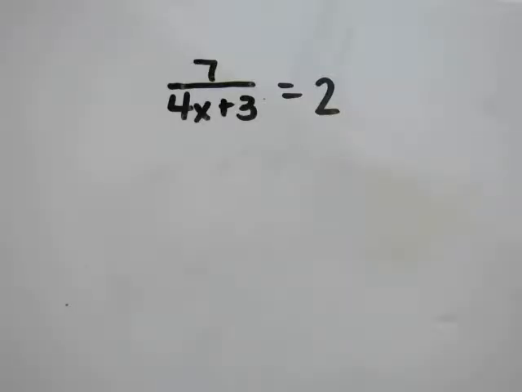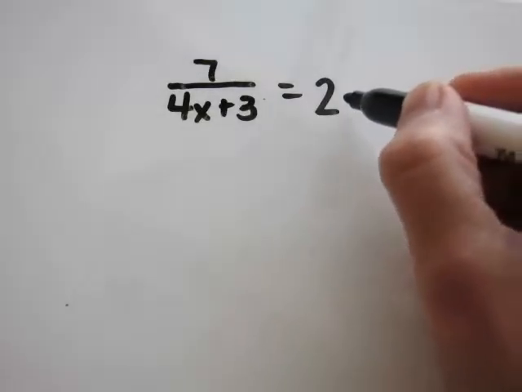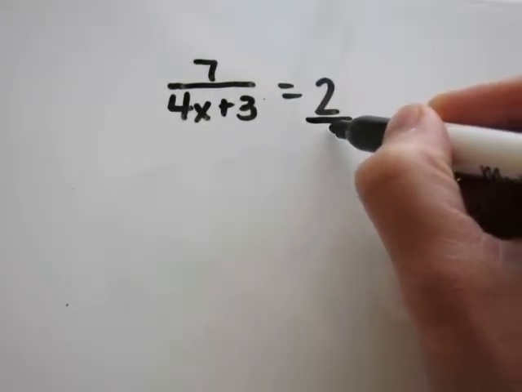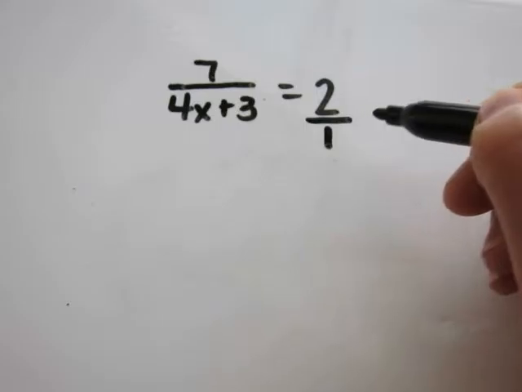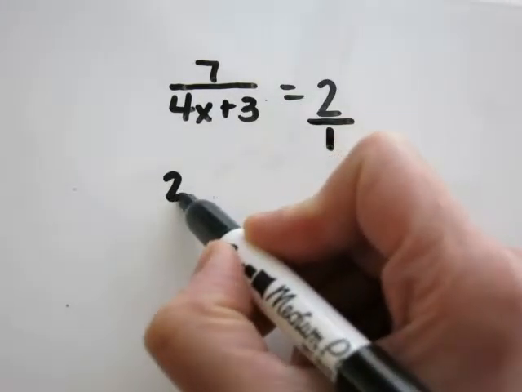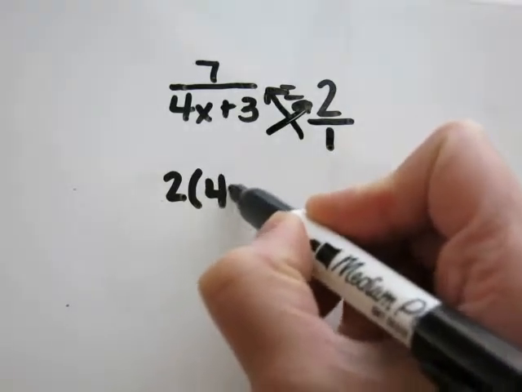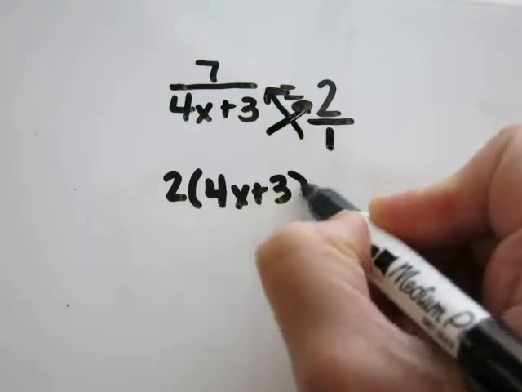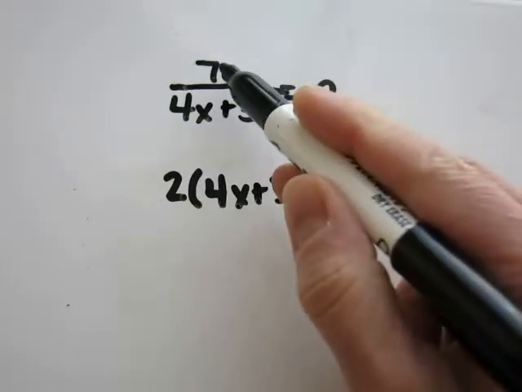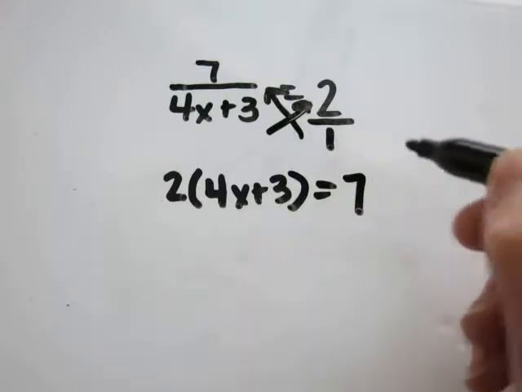Problem 20. 7 over 4x plus 3 equals 2. Again, I'm going to cross multiply to solve this problem. This is the same as 2 over 1. So I'm going to take 2 times 4x plus 3. It's going to equal 7 times 1, which is 7.